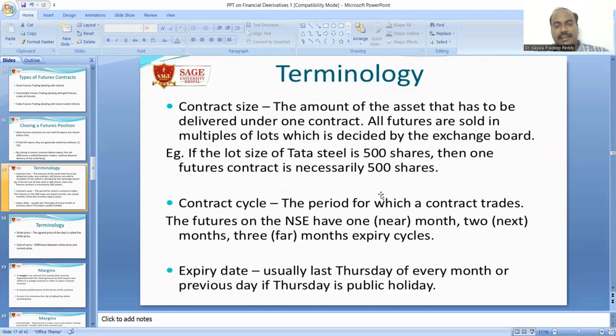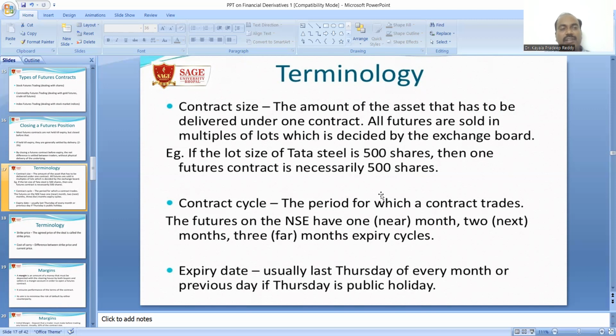And the contract cycle is the period for which a contract trades. The futures on the NSE have 1 near month, 2 next month, and 3 far month expiry cycles. This is the contract cycle under which an investor can understand in which cycle he wants to sit. And the expiry date will usually be the last Thursday of every month. If Thursday is a public holiday, it will be settled the next day.